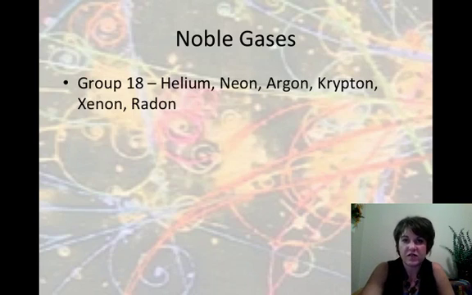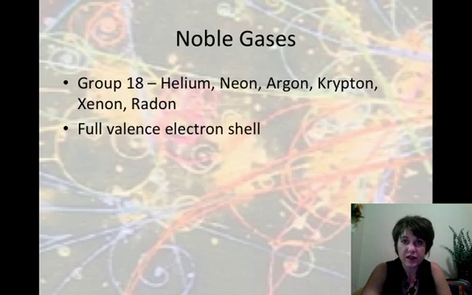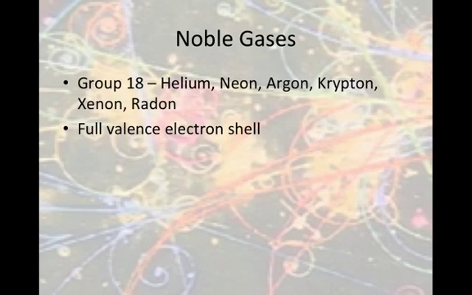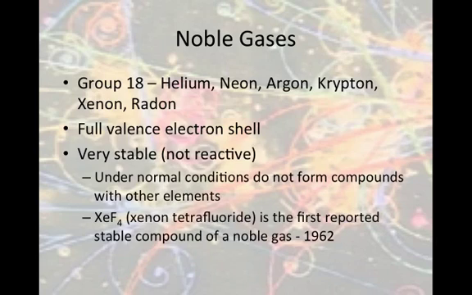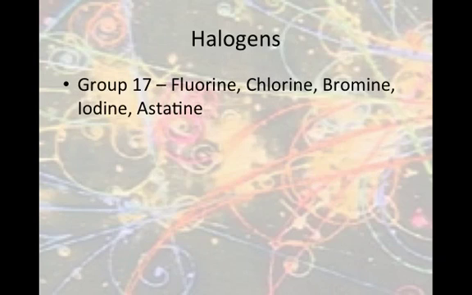Okay, noble gases are next. These guys are always found in pure elemental form because they have a full valence electron shell, so they don't react with anybody. Xenon, of course, has been forced to react under extreme conditions to make xenon tetrafluoride. But we had to use fluorine, which is the most reactive element, so that we could get xenon to react, and it was under incredibly severe conditions of extreme pressure and very, very low temperature. So they don't normally form compounds. They just live as elements all on their own.